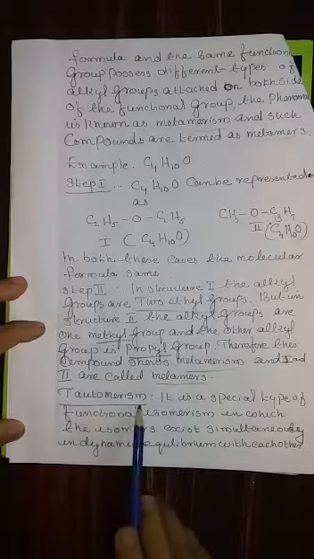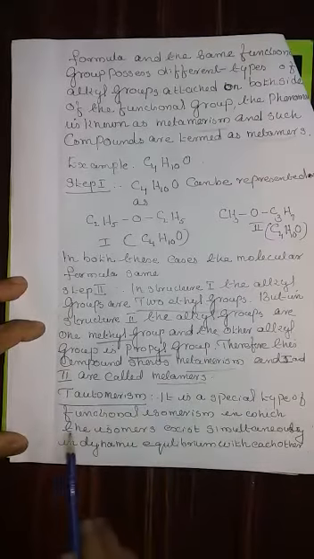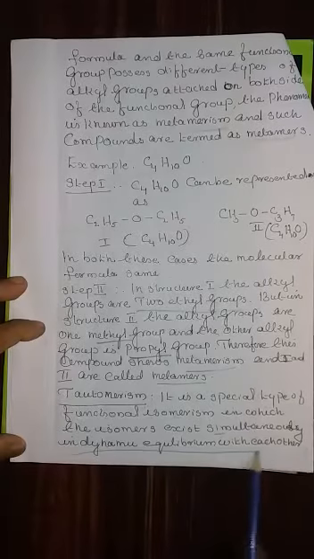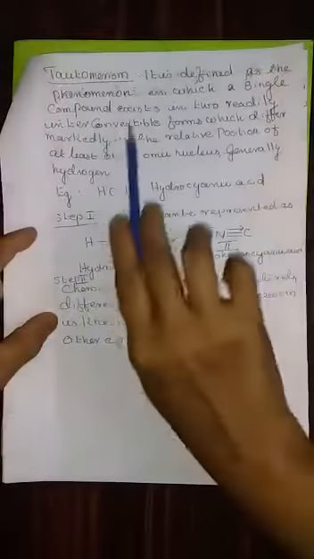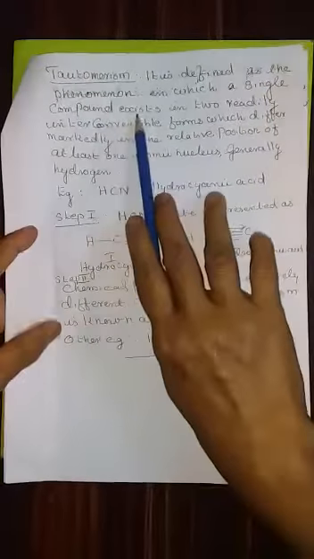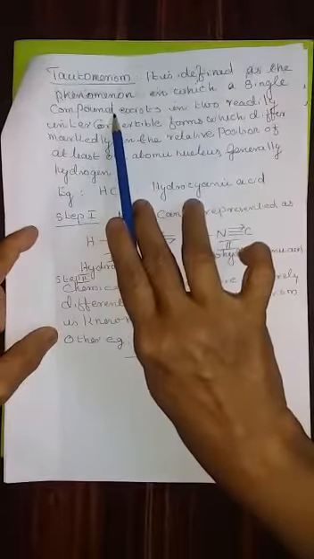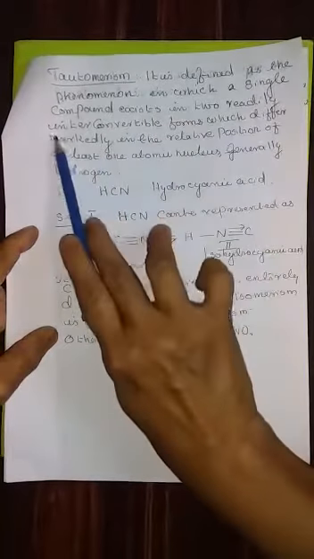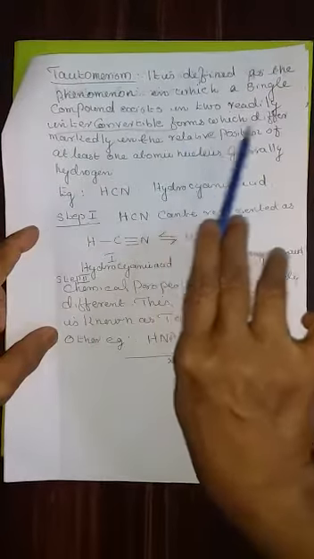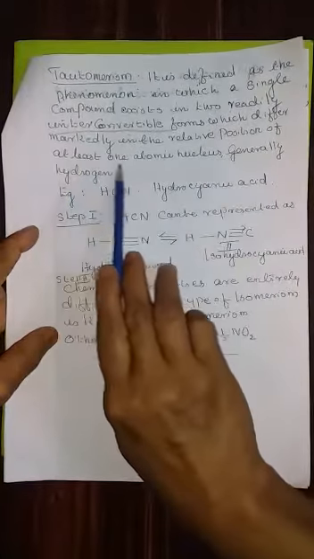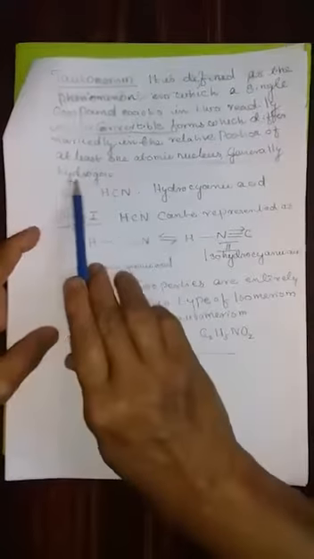Last one, tautomerism. It is a special type of functional isomerism in which the isomers exist simultaneously in a dynamic equilibrium with each other. Tautomerism can be defined as the phenomenon in which a single compound exists in two readily interconvertible forms which differ markedly in the relative position of at least one atomic nucleus, generally hydrogen.